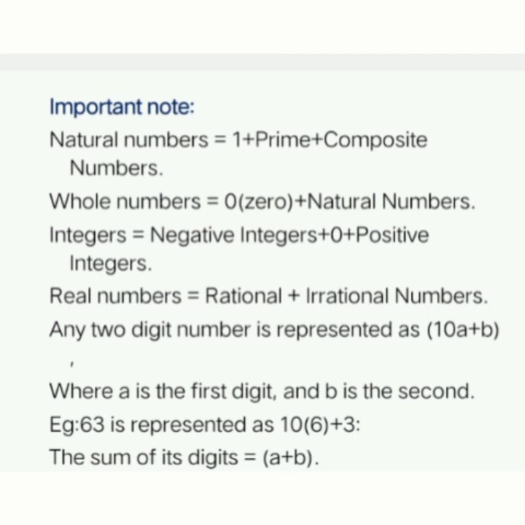Any two-digit number is represented as 10a plus b, where a is the first digit and b is the second digit. For example, 63 is represented as 10 times 6 plus 3. The sum of its digits equals a plus b, and the difference of its digits equals a minus b. Similarly, any three-digit number is represented as 100a plus 10b plus c, etc.